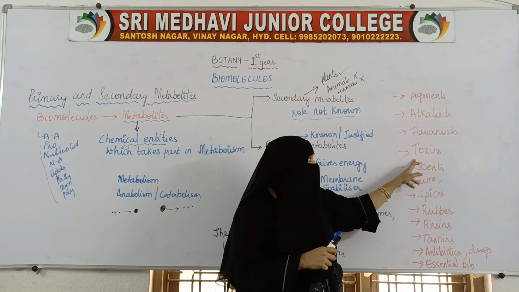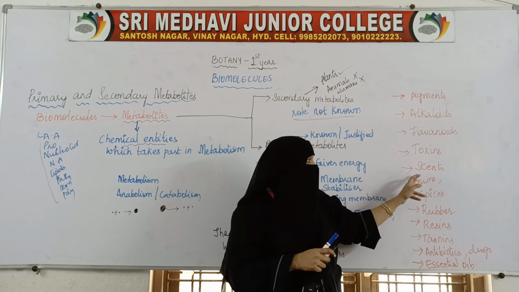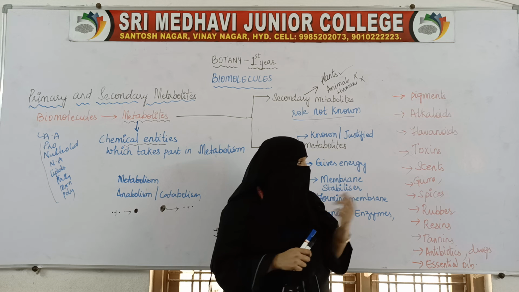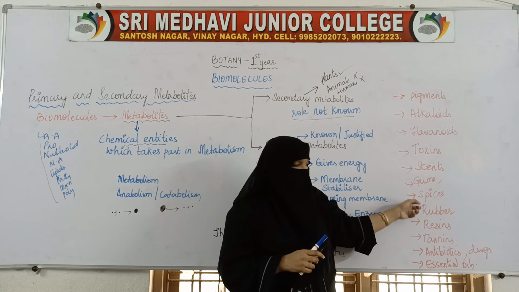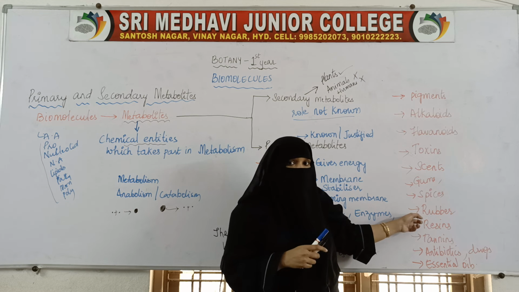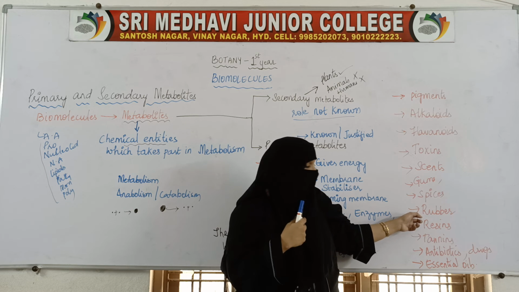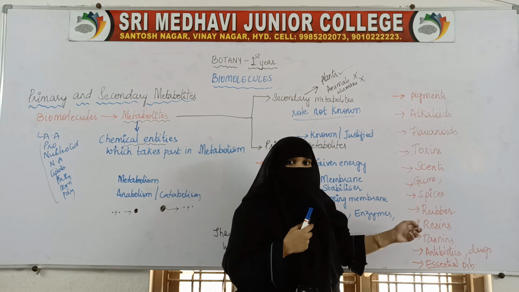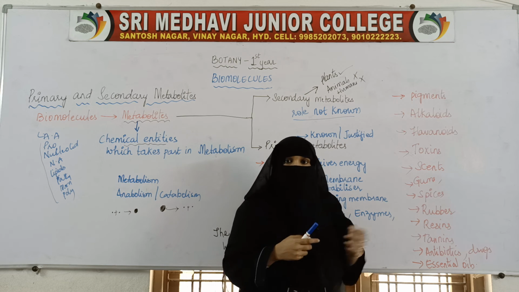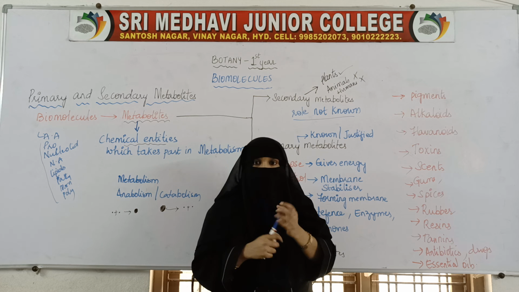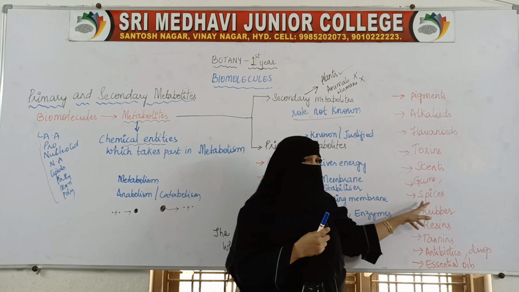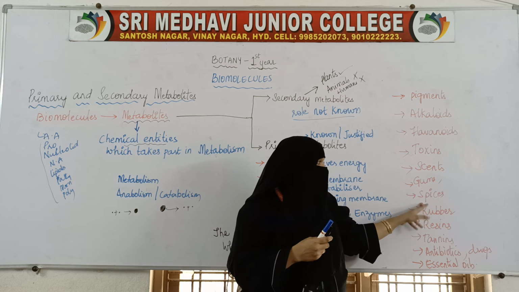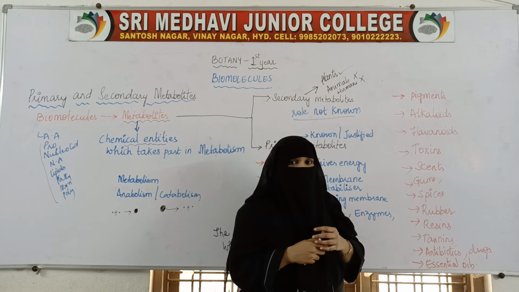Flavonoids are produced by the plants, toxins are produced by the plants, scents are produced by the plants, gums, spices. Then we have rubber, which is also produced by the plant only. Resins, tannins, and rubber help in erasing and making of other products also. Spices we use in food. Gums, we all know, are used as adhesive.